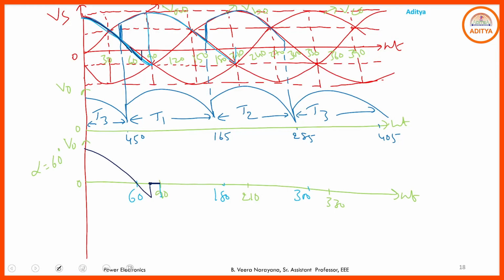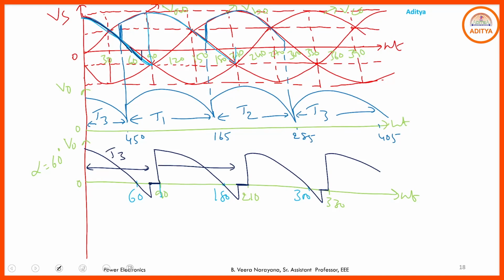And again here this one, and this is 0. Similarly here also, and this one. Next, here this is the conduction of T3, this is the conduction of T1, and this is the conduction of T2. Next, T3.